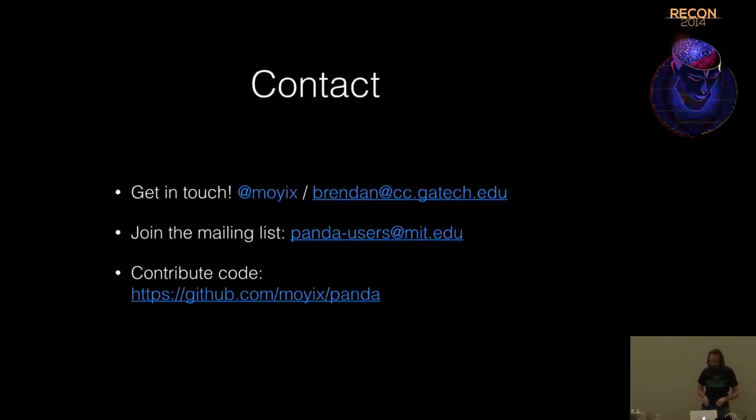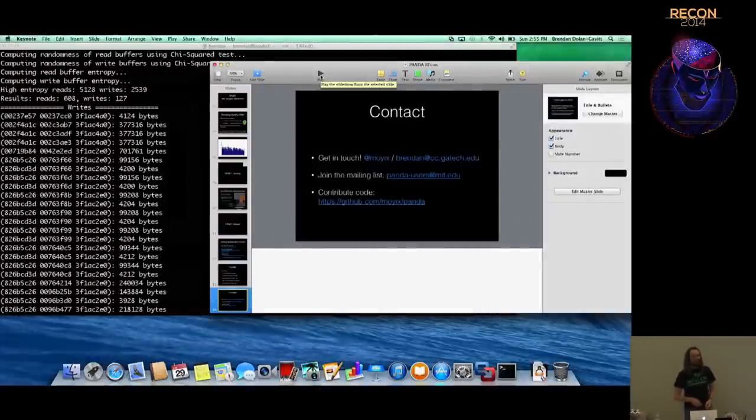So, you know, get in touch. There's lots of ways you can do it. I'm on Twitter. I've got email. We've got a user's mailing list that you can subscribe to and ask questions like, why doesn't this work? Our favorite way for you to contribute and to get in touch with us is via a pull request. So if you add code, give us a pull request. Hopefully we can integrate it. And yeah, go forth and analyze dynamically.